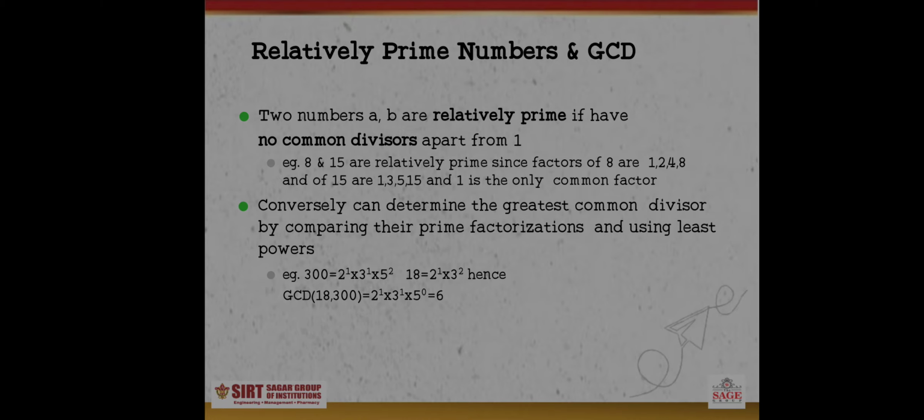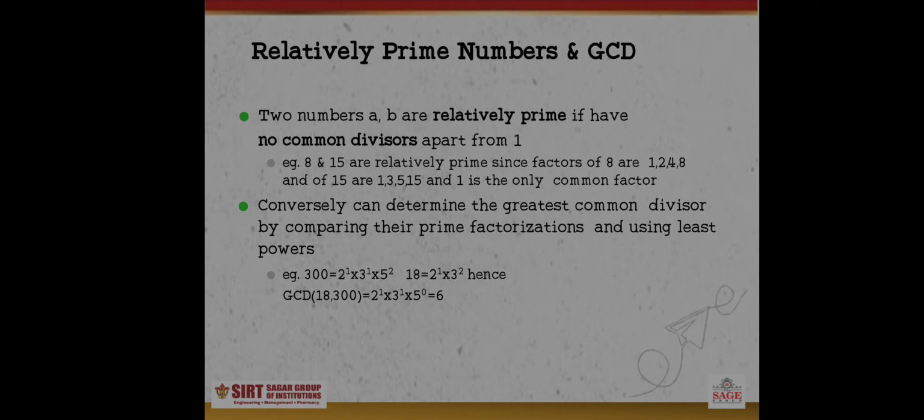The next term I have discussed is the greatest common divisor. By comparing the prime factorization and using the least power, we can determine the greatest common divisor. As you can see in the example, we have taken 300. We have prime factorized 300: 2^2 times 3^1 times 5^2, right?